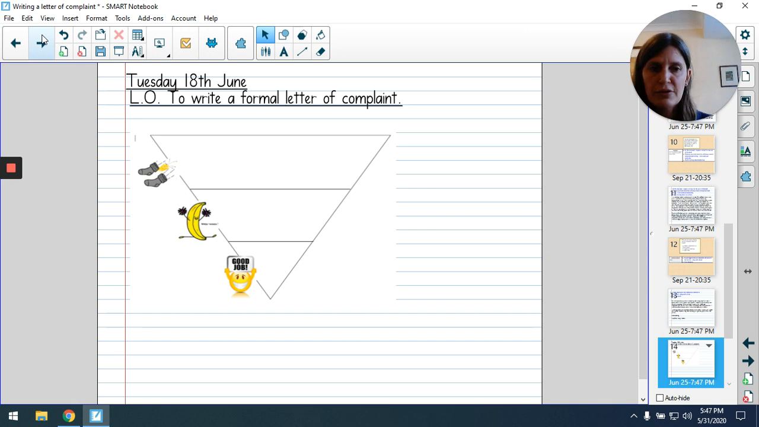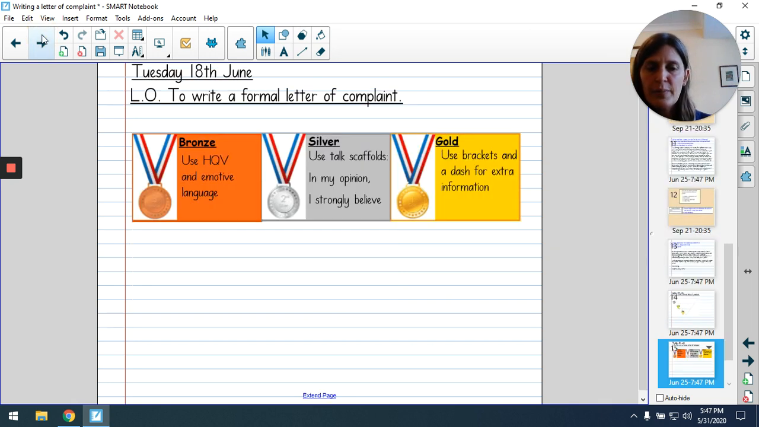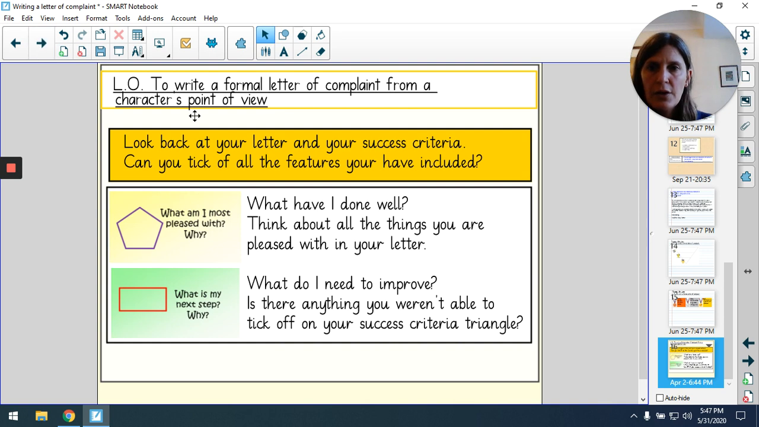Once you've finished writing your letter, go back and have a think about your success criteria. Now, I do want you to ensure bronze, you're using high quality vocabulary and emotive language. Silver, make sure you've got those talk scaffolds, in my opinion, I strongly believe. And gold, you're really aiming to use brackets and a dash for extra information. When you've written your letter, go back through it, have a look at your success criteria, tick off the features you've used, and make sure if you've missed any out, you need to go back in and add them in.